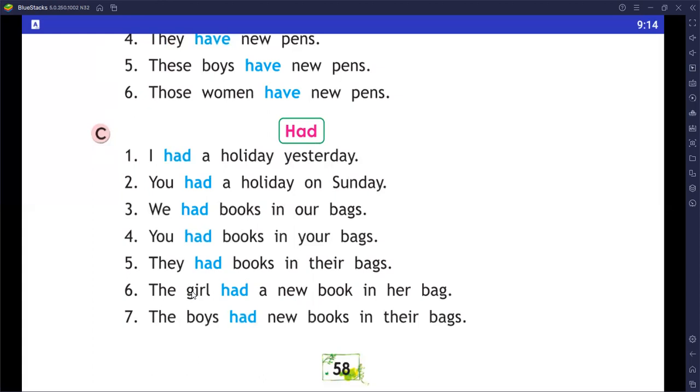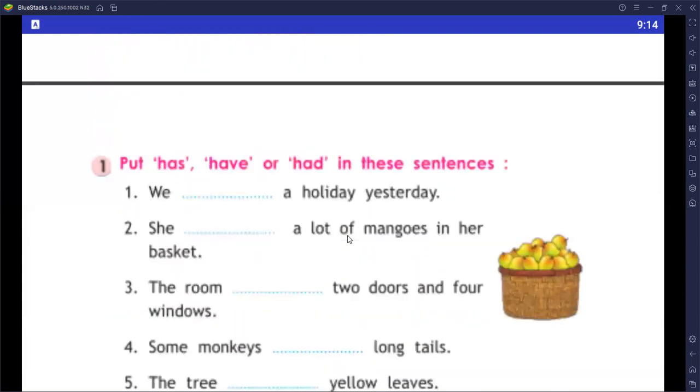Yes, I am repeating once again. Has is used for one person or a thing only. Have is used with they, those, and more than one person or thing. And had we use with I, you, we, they, girl, boys. When we talk about the past, we use had. Is that clear? Now it's time to do the book exercise of this chapter.